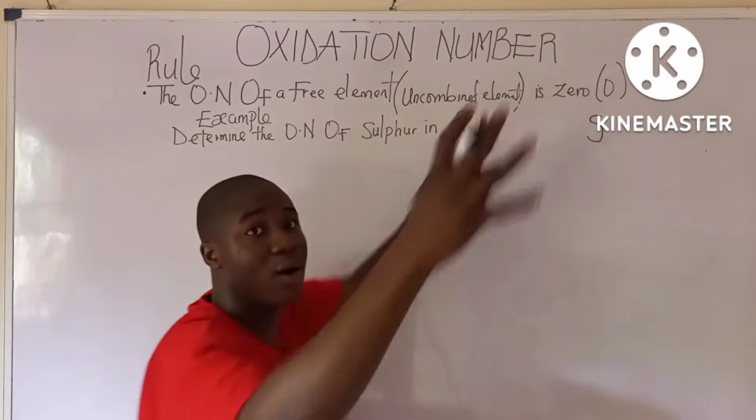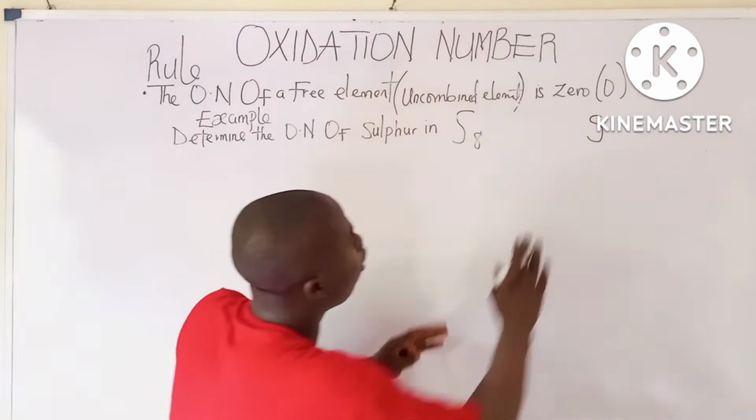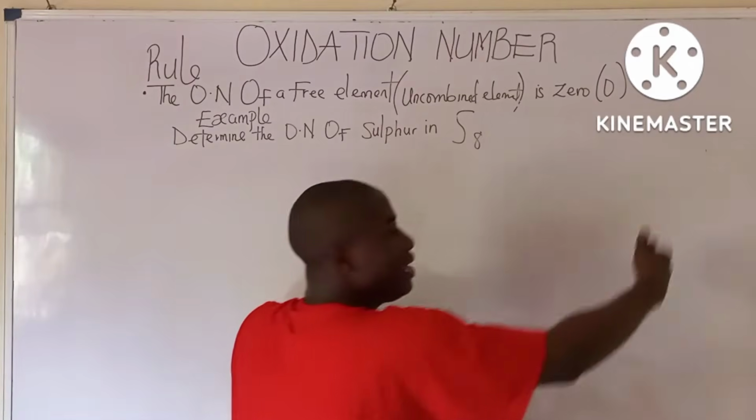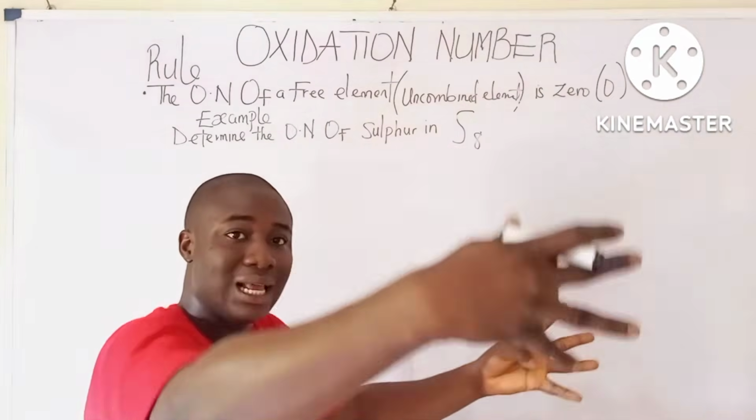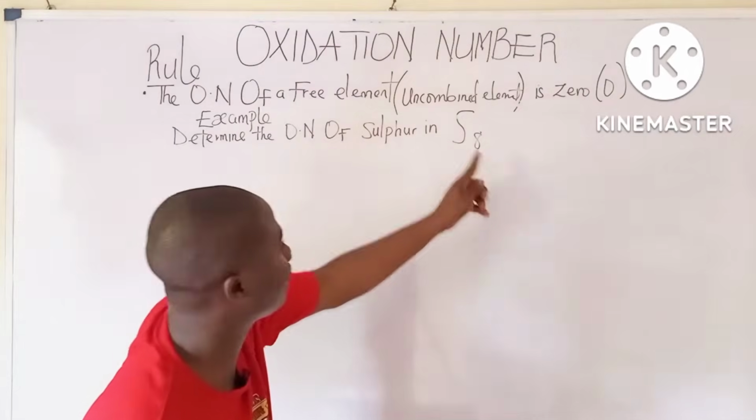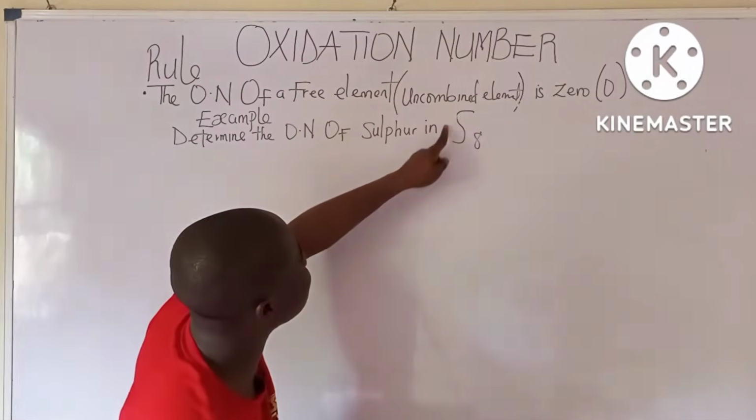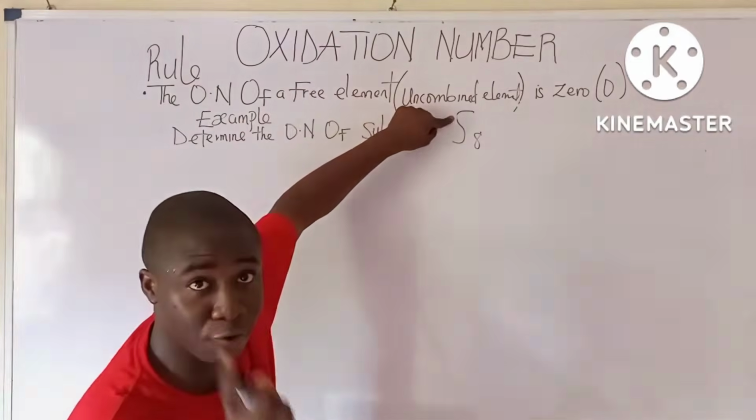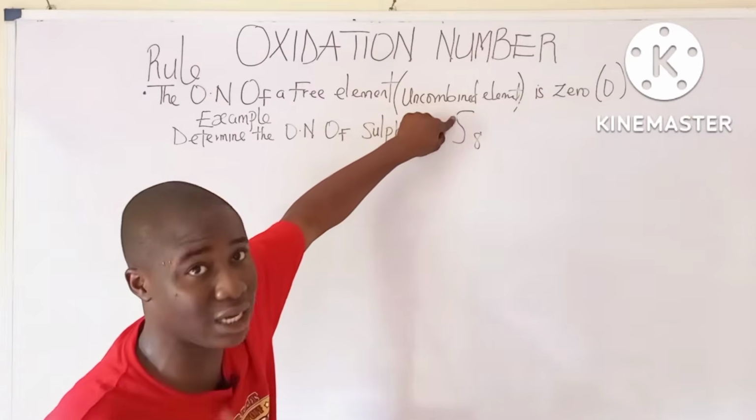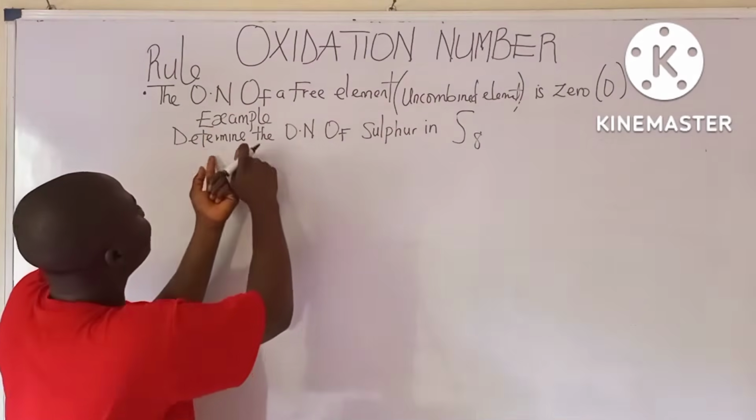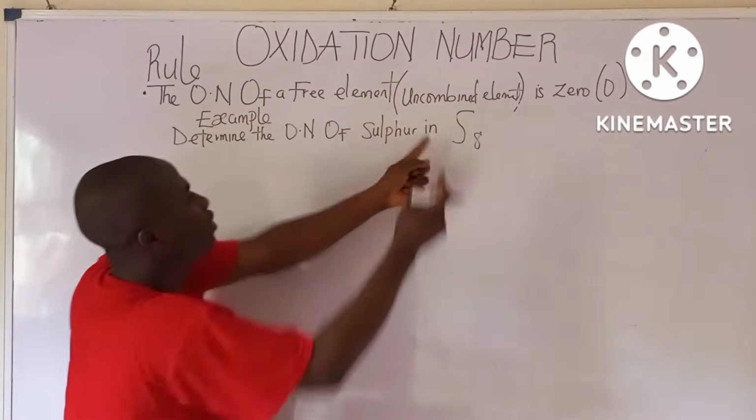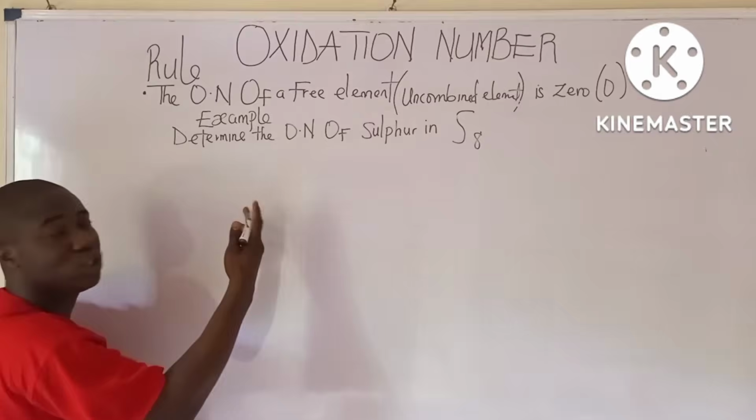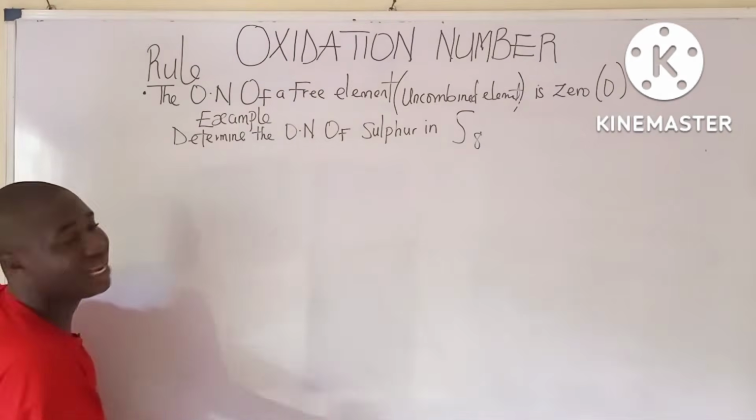You know, sulfur has a crown shape, okay? But we need 8 atoms of sulfur. Combining them together, we get S8. So this is a molecular form of sulfur, and it is an element, and it is a free element because it's without a charge. So the question now is, determine the oxidation number of sulfur in S8. What becomes the oxidation number of sulfur in S8?